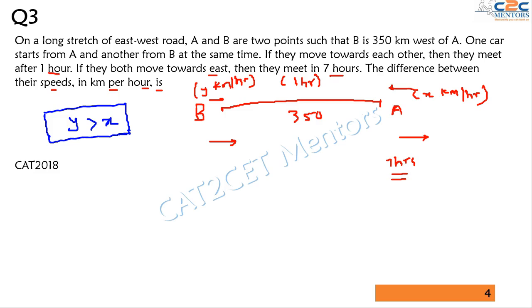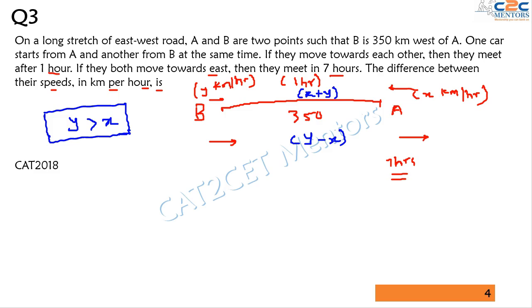Now one thing is that we have studied the concept of relative speed. In this case, when both of them are moving towards each other, their speed is going to be x plus y. And while they are moving away from each other or in the same direction, the relative speed is going to be the difference. And this difference is going to be y minus x. As we have stated earlier that y is greater than x, hence it is going to be y minus x and not x minus y.